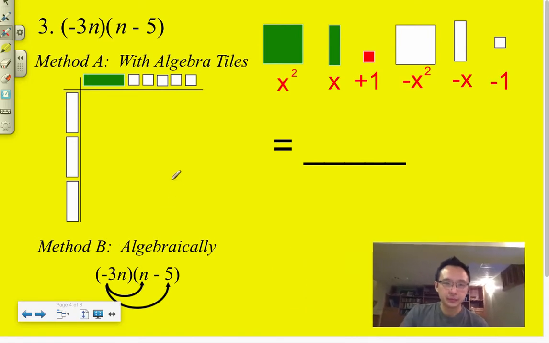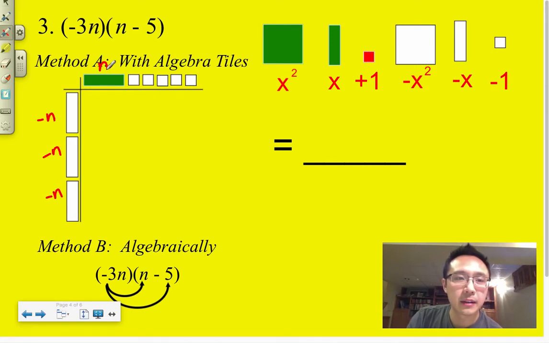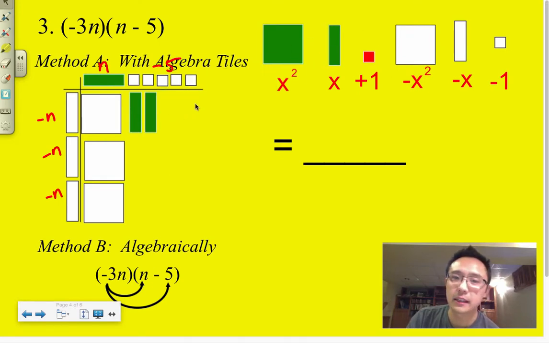Let's try a third one. Negative 3n times n minus 5. So you can see that I have laid out my algebra tiles here. And then here's my positive n and my negative 5s. And you can see that by filling this with algebra tiles, you can quickly see what your answer is. This way is a good way in the beginning, but after a while it does take a lot of time, and if you can move on to using the algebraic version, then go ahead. I think that's a great idea.